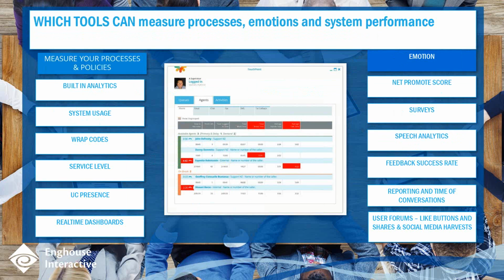Then when we think about how you measure your process, your systems and your emotions, from the emotional side of things, speech analytics is a great way to do it. Post-event surveys are good, but also the social side of it. Customers do like to share positive and negative experiences through social platforms. So increasingly, we're seeing organizations put in place social harvesting tools to capture how a certain customer felt about a certain interaction.